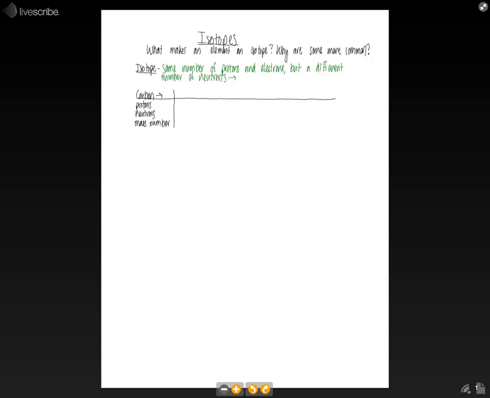So this means since we have a different number of neutrons, each isotope has a different mass number, which is how we distinguish the isotopes apart from each other.